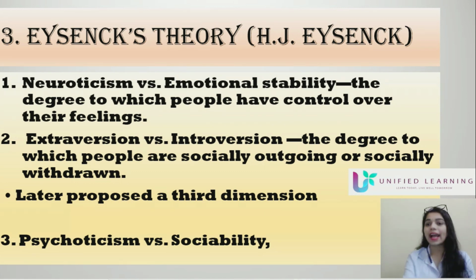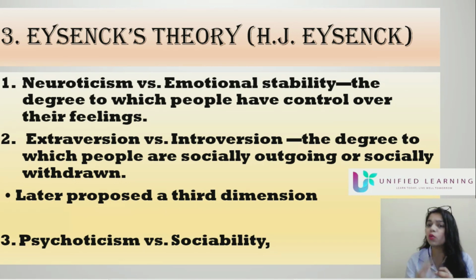According to him, we can categorize personality into two broad categories, genetically and biologically determined. The dimensions given by him are neuroticism versus emotional stability, and extroversion versus introversion. Later on, he proposed a third dimension as well, that is psychoticism versus sociability.